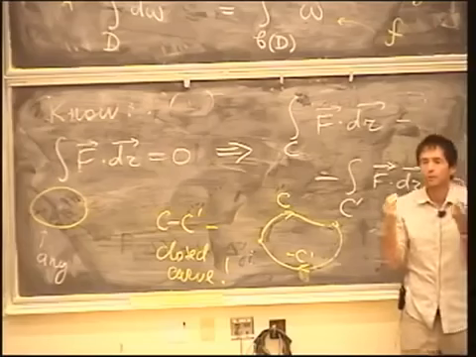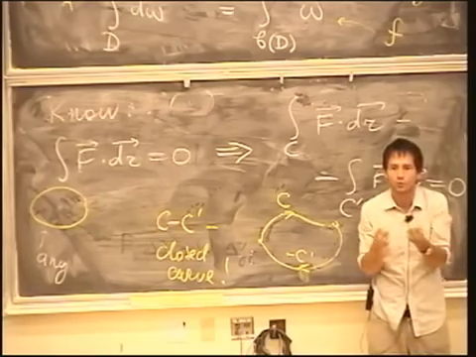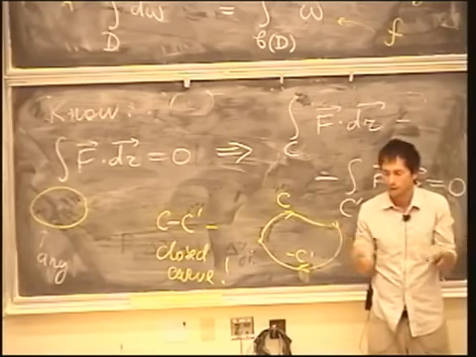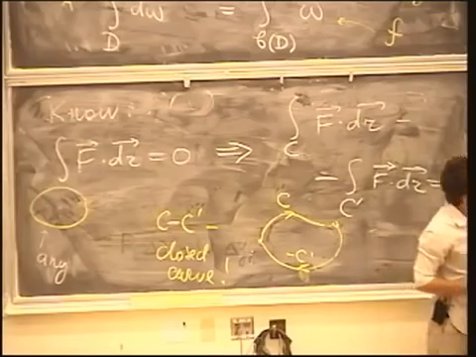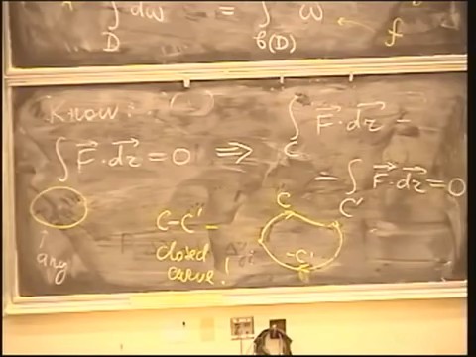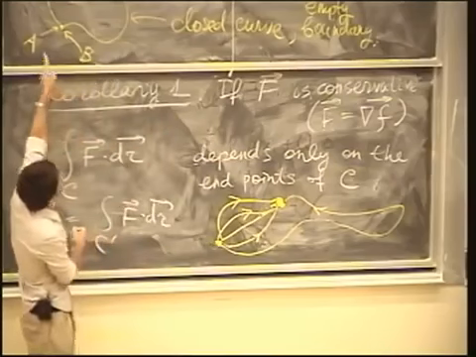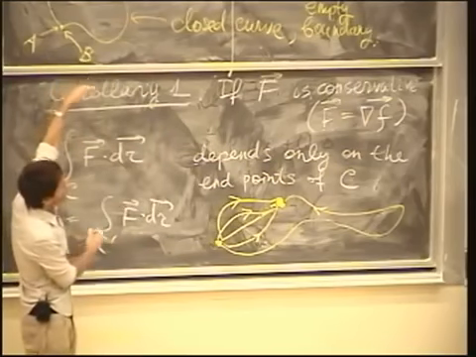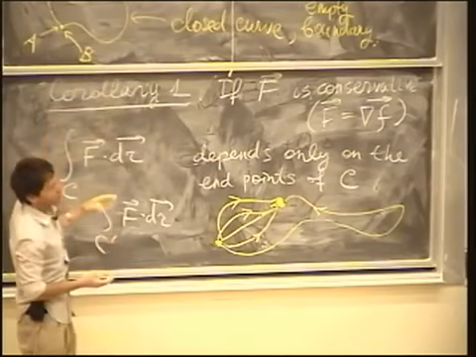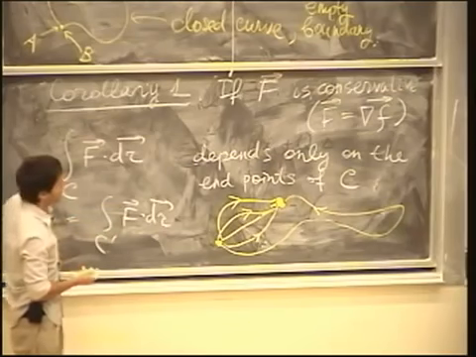So you should not think of corollary 1 and corollary 2 as two separate statements. One is path independence: the integral is the same over all paths with the same endpoints. The other one is a statement that the integral over any closed curve is 0. And the point is that these two statements are equivalent to each other. Okay?